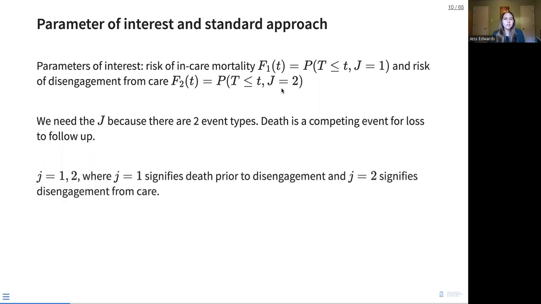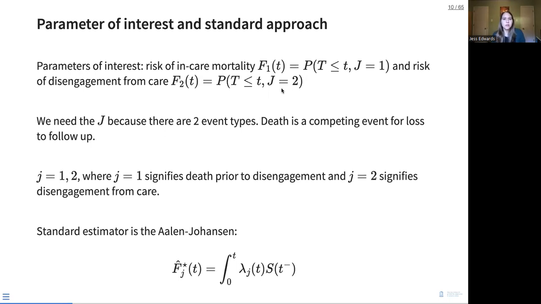Here J equals 1 signifies death prior to loss to follow-up, and J equals 2 signifies loss to follow-up prior to death. The standard estimator we might use here is the Aalen-Johansen estimator, which is the cause-specific hazard scaled by the overall survival function summed over time. The standard approach would be to fit this estimator to the observed event times and event types in the data. So I'm calling that F star of J. Which is fine, and this estimator will be consistent if there's no misclassification of event type.